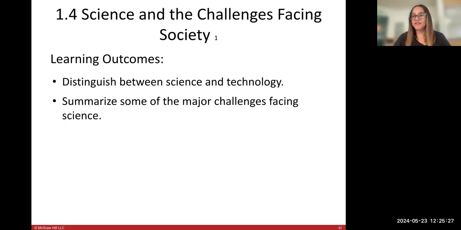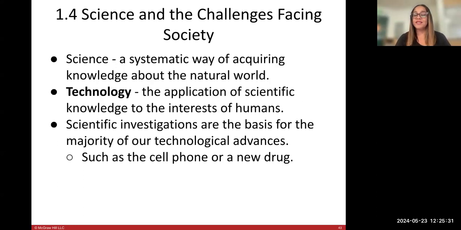Scientific challenges facing society. Science is a systematic way of acquiring knowledge about the natural world. Technology is the application of scientific knowledge to the interests of humans, because we like doing things in our best interest. And scientific investigations are the basis for the majority of our technological advances, such as the cell phone or a new drug.